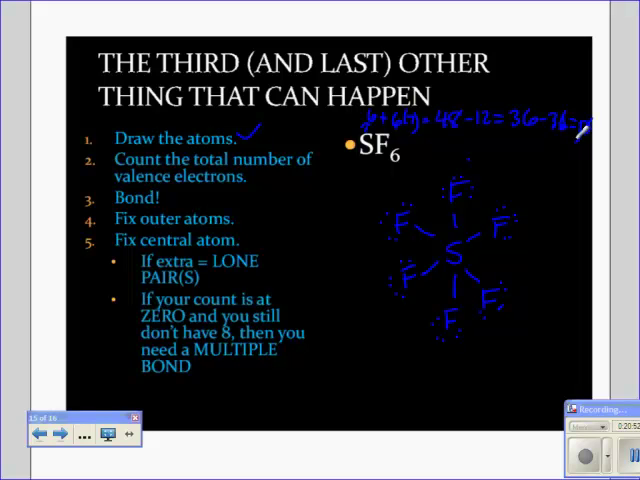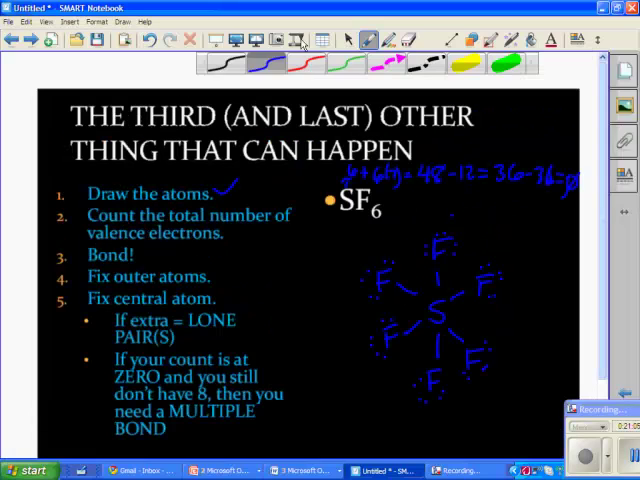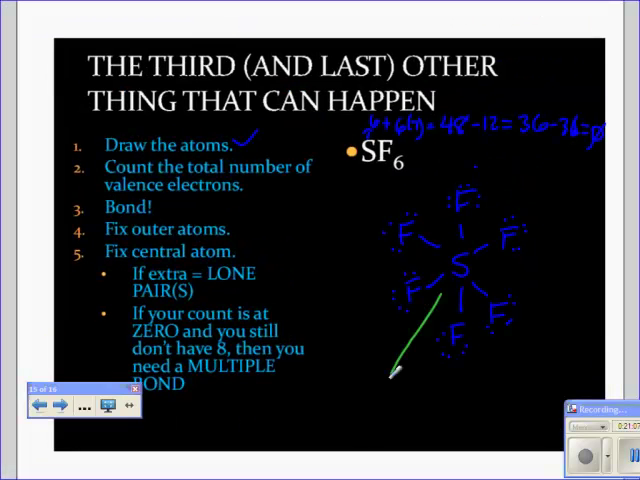You're not done. Make sure the middle is good. So I count the middle and I go 2, 4, 6, 8, 10, 12. It's got 12. And so in this case, there are 12 around the middle. You have 12 on your central atom, which is more than 8. And as long as it's more than 8, you're good.